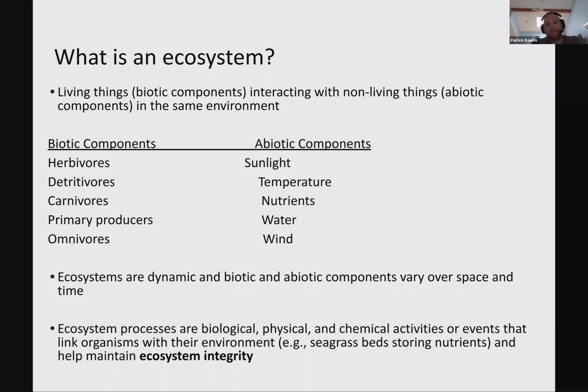Ecosystems, there are lots of them out there. I'm sure you've probably heard things like temperate forests or taiga or tundra or desert or rainforests. Those are all different types of ecosystems. And again, they're all an interaction of living and non-living entities.